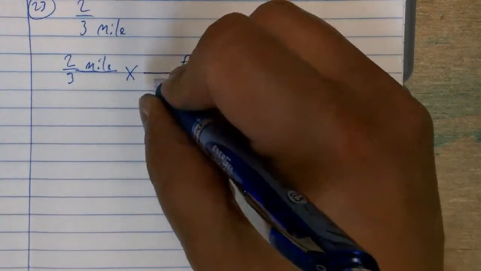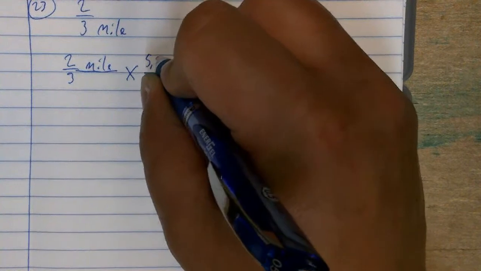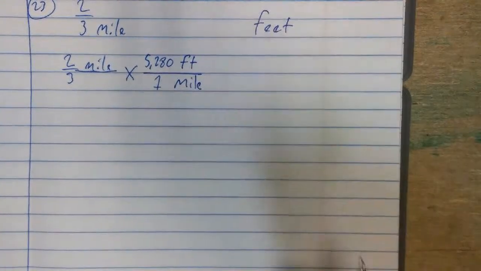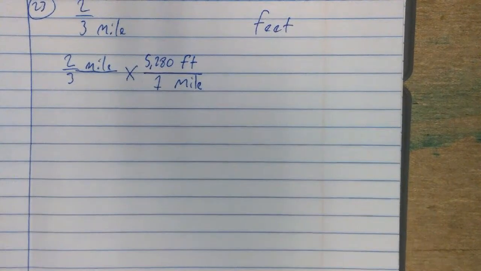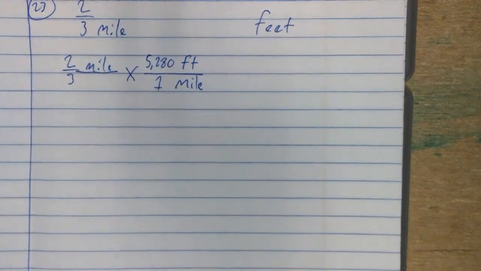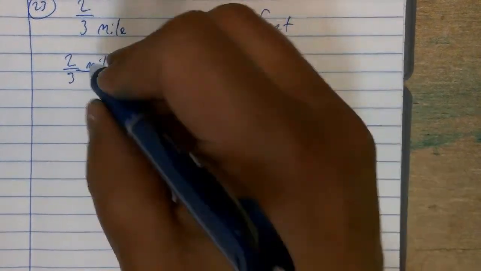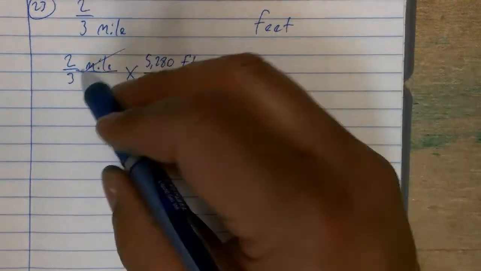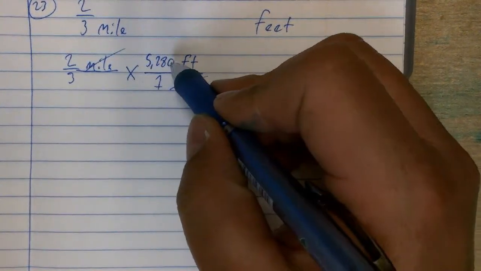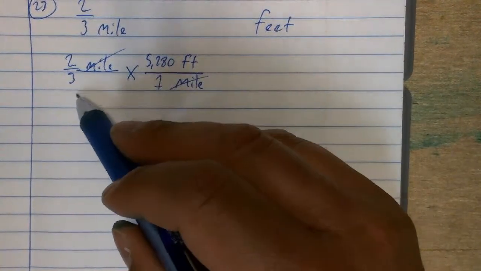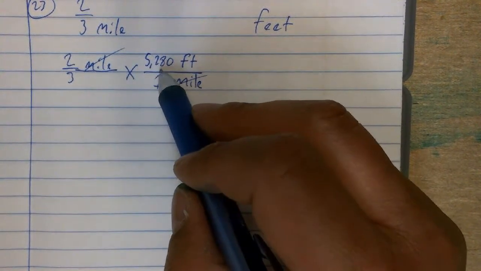According to the chart, 1 mile is 5,280 feet. All right, let's see what we have. Does 3 go into that? Let's see, 7 plus 8, 15. Yes, it does. How do I know 3 is a factor of 5,280?